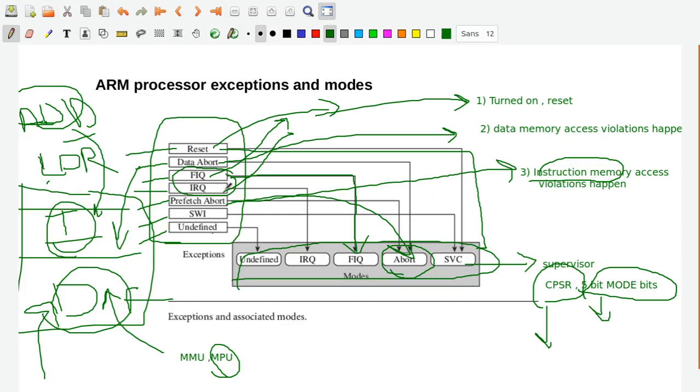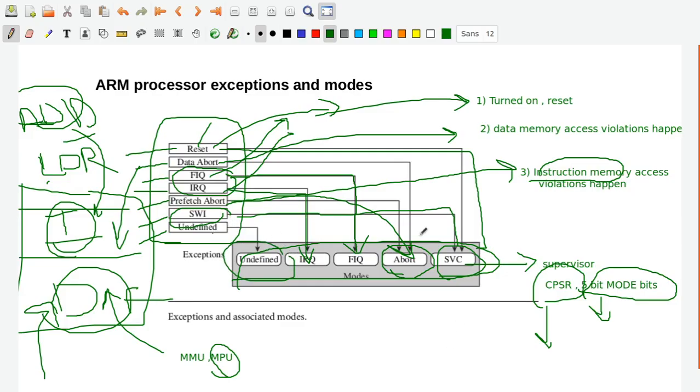Whenever an IRQ exception is thrown, the processor is in the IRQ mode. And whenever a software interrupt exception is thrown, the processor is in supervisor mode. Note that for both the reset exception and the software interrupt exception, the processor is in the supervisor mode, that is SVC. Similarly, whenever an undefined exception happens, the processor is in the undefined mode.